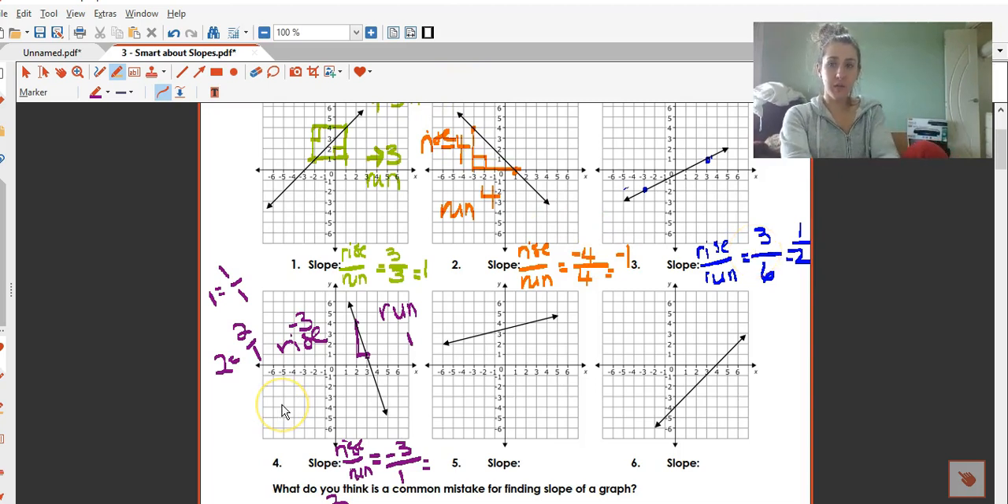All right, so from this video, we're going to move on and start looking at using 2 points to find the gradient of a graph.